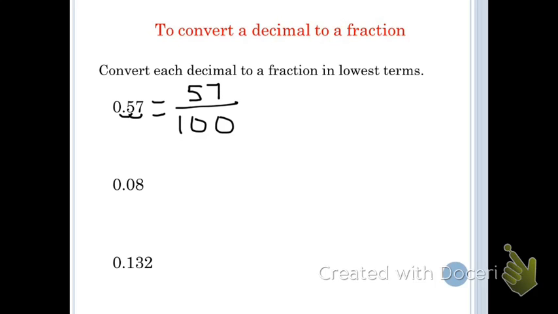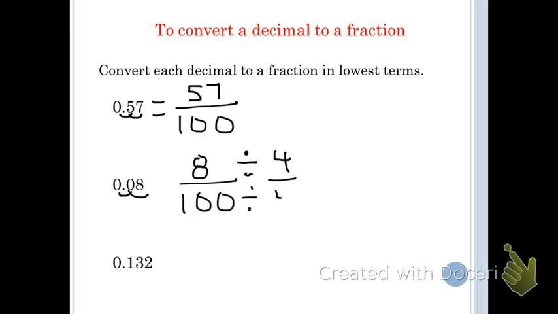0.08, we have 8 hundredths. We can simplify 8 100ths. Let's divide the numerator and the denominator by 4. 8 divided by 4 is 2, and 100 divided by 4 is 25. So we have 2 25ths.